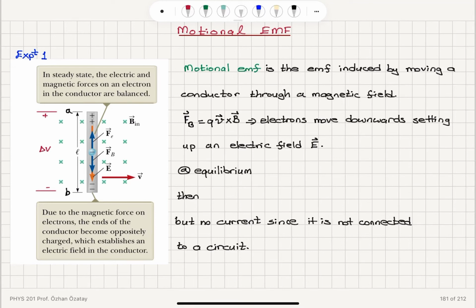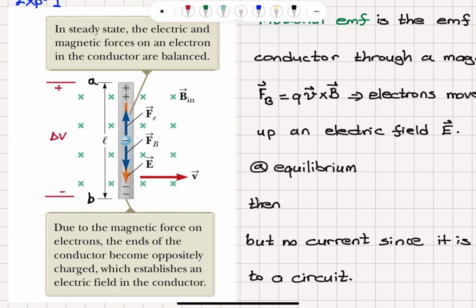Motional EMF. We will consider motional EMF by looking at two experiments. The first experiment that I will consider is a conductor that is moving in a perpendicular magnetic field. This is a uniform magnetic field, which I denote as B in. You can see that this is moving with velocity v to the right inside this uniform magnetic field.